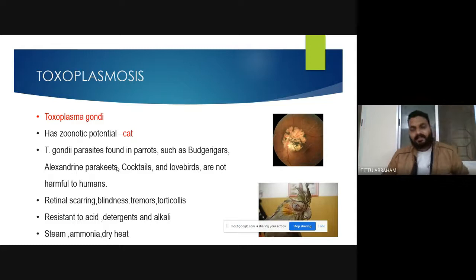Next one is toxoplasmosis. This is also a new infection. Maybe you might have heard it only for the first time, because it is not usually common in our pet parrots, but it is seen in raptors. It is seen in chickens.